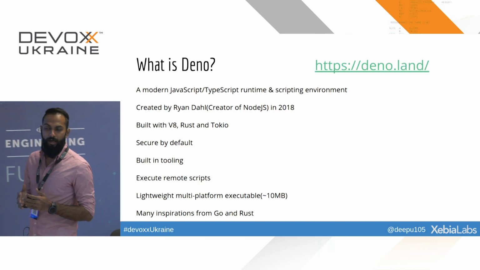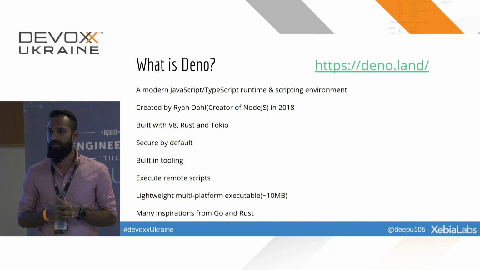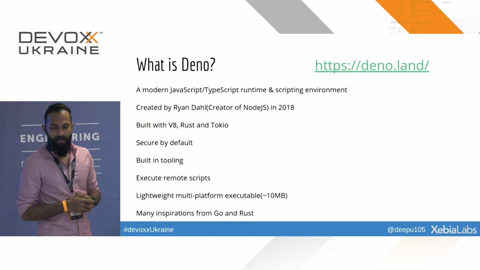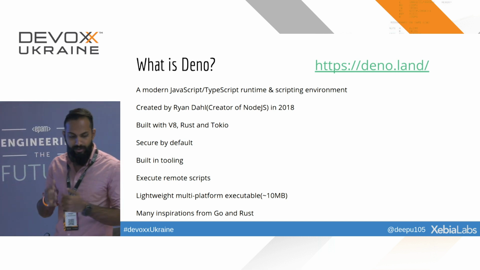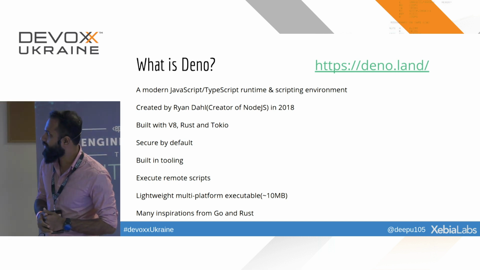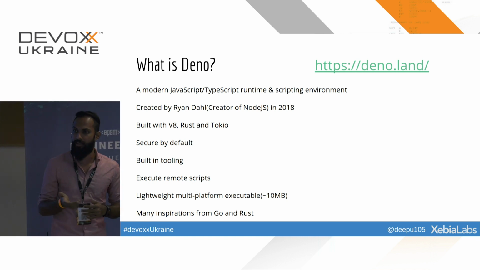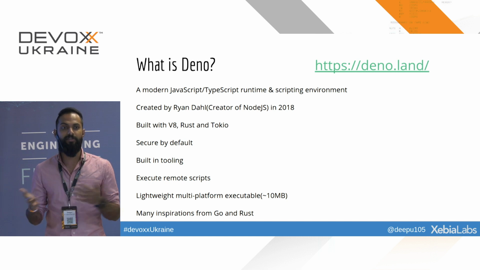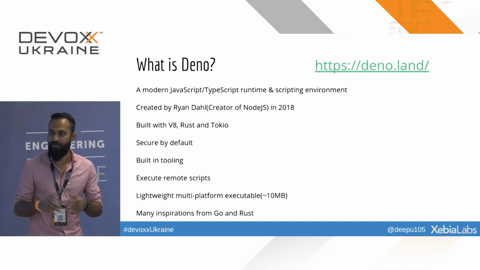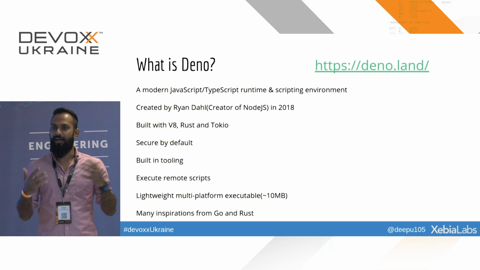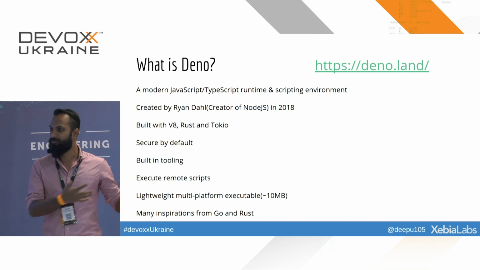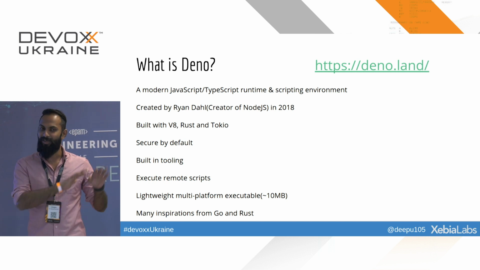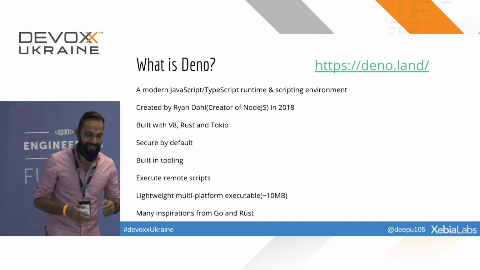Deno is a modern JavaScript or TypeScript runtime, quite similar to Node.js, but also a bit different from Node.js. It's also a scripting environment, similar to Node.js. It was created by Ryan Dahl in 2018, who was the original creator of Node.js as well. According to him, Deno is what Node.js should have been. These are his own words. He created it based on what he learned from doing Node.js for so much time and from all the mistakes that happened there.